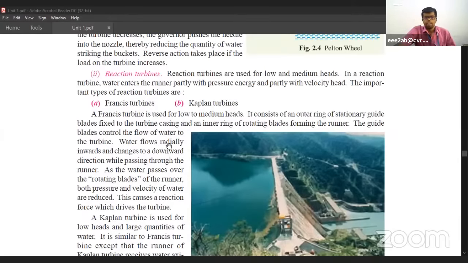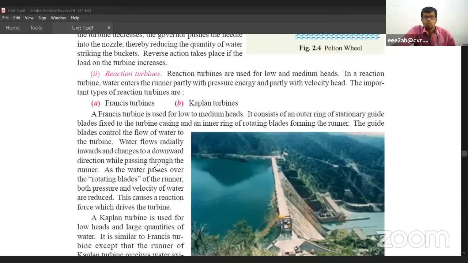Water flows radially inwards and changes to a downward direction while passing through the runner. So water enters radially inward and changes towards the downward direction. It will be like this, hitting the turbine. After that, the water flows in the downward direction. I will show the video so that you can clearly understand.